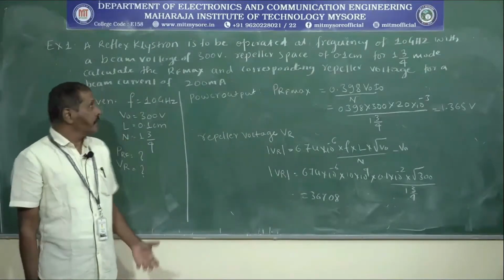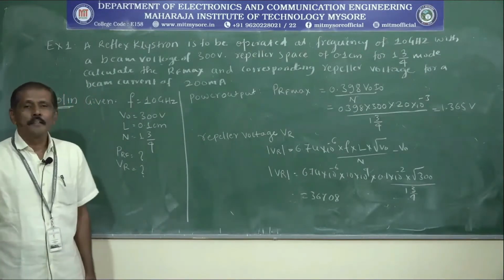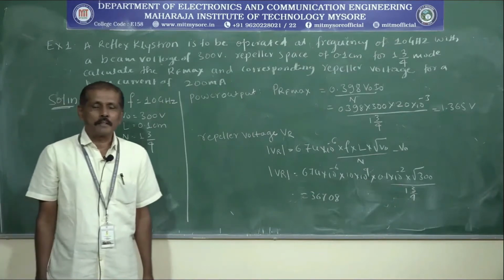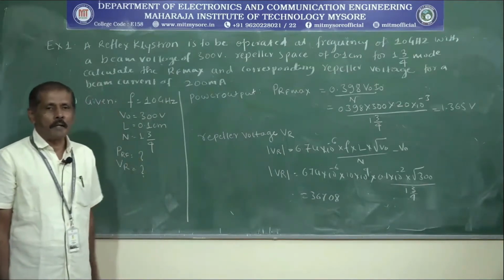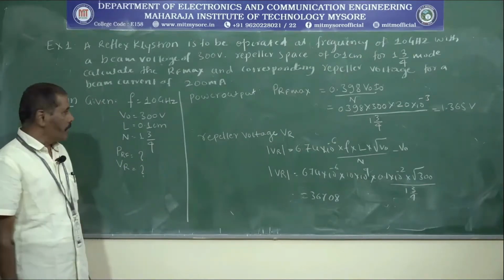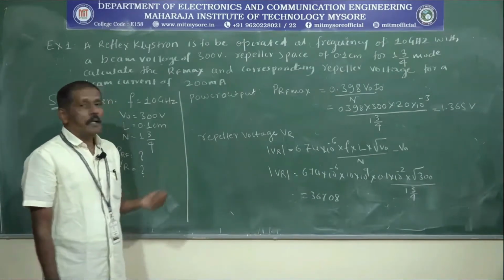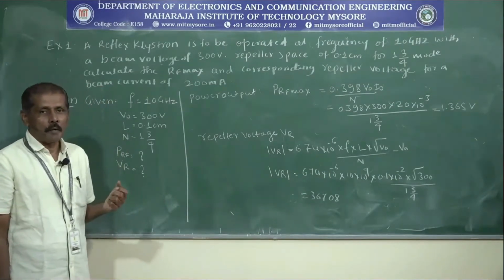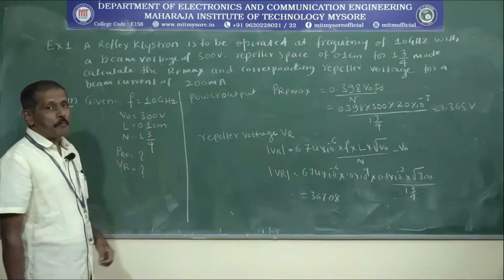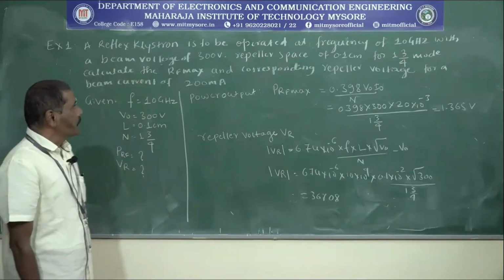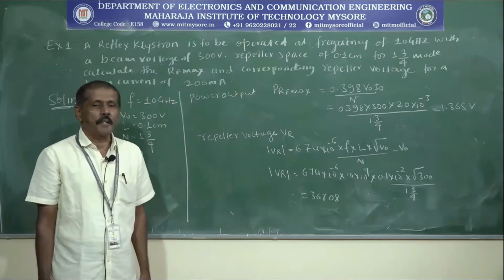In the previous class, we have studied the construction details and the working principles and some of the relevant equations which are required. Now, today let us consider one particular numerical problem. The given problem is: a reflex klystron is to be operated at a frequency of 10 gigahertz.